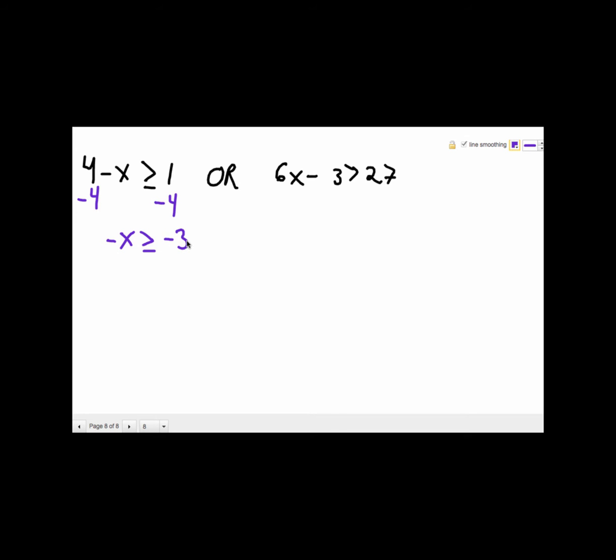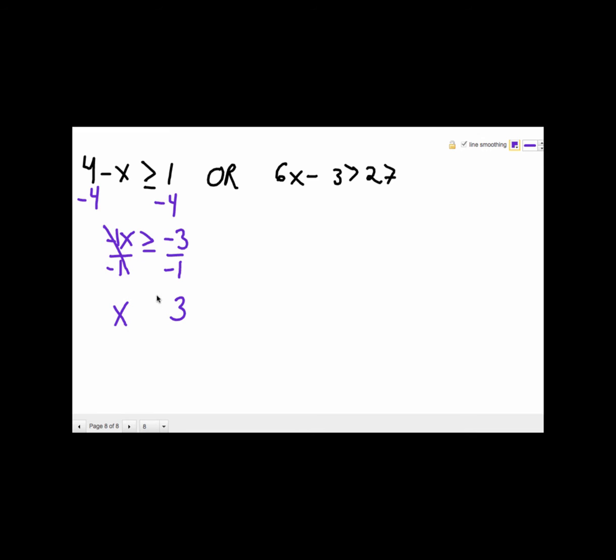Remember to be careful with your signs. Lastly, we have a negative x, and we'd like it to be positive. So we will divide by negative 1. Remember, there is a 1 in front of that x. You just can't see it. That cancels out the negative signs. And on the right-hand side, we have negative 3 divided by negative 1 is a positive 3.